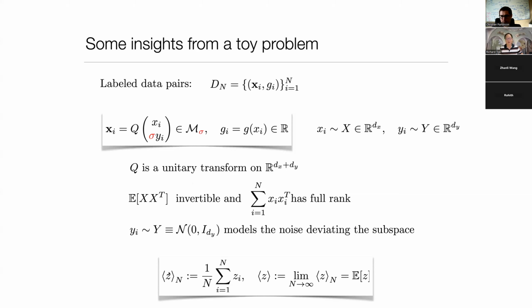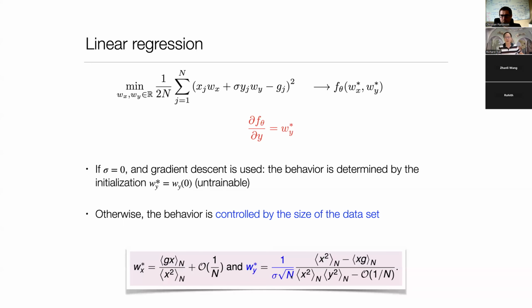We're going to use this notation to denote the empirical means with n points. Of course, we know that when n goes to infinity, by the law of large numbers, the empirical mean will converge to some expectation with respect to your data distribution. Okay, so then we study the simplest question that we can ask.